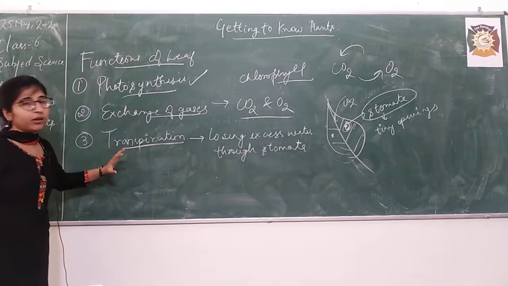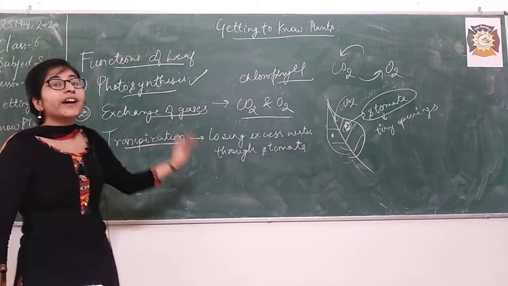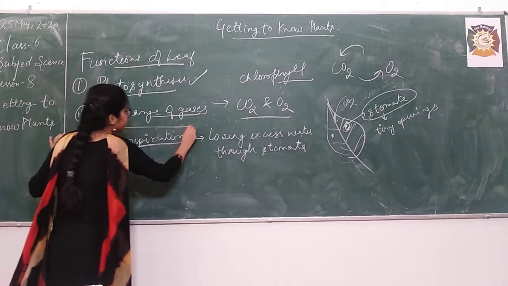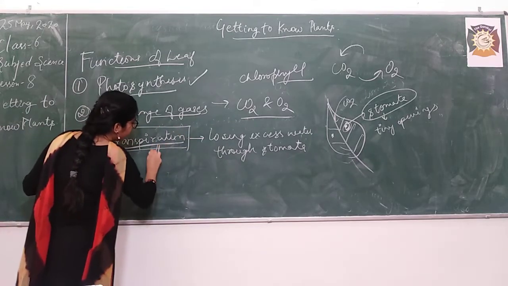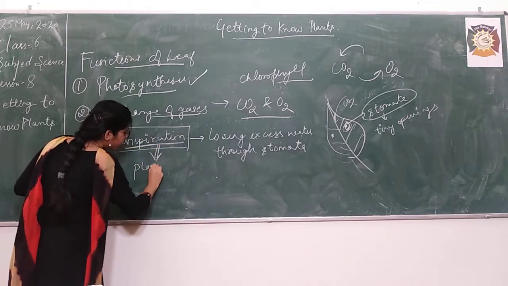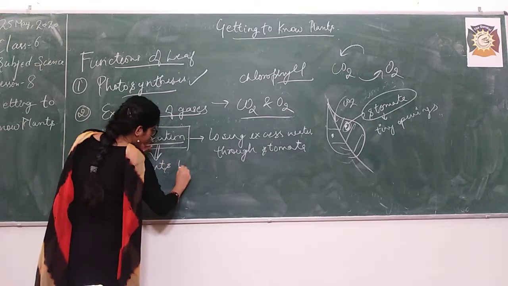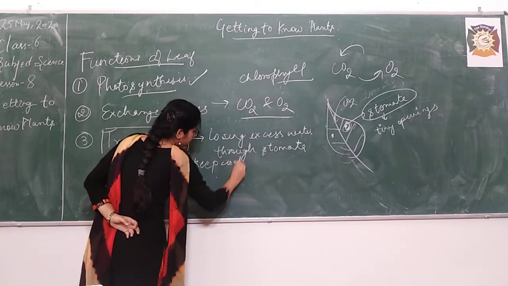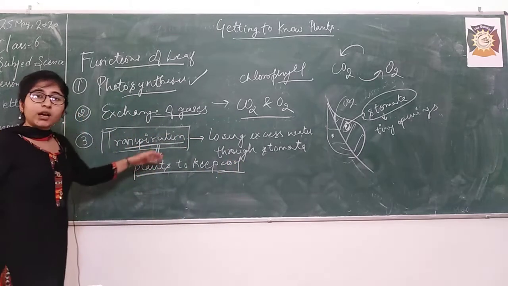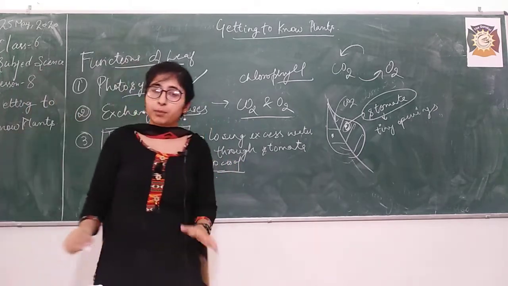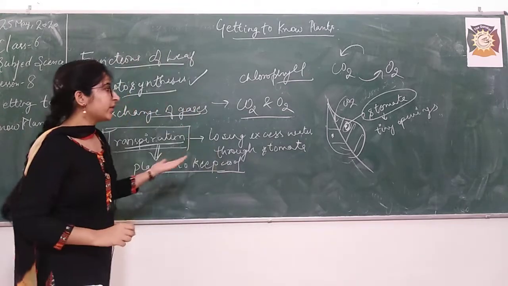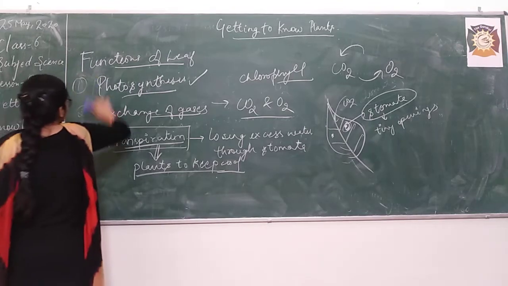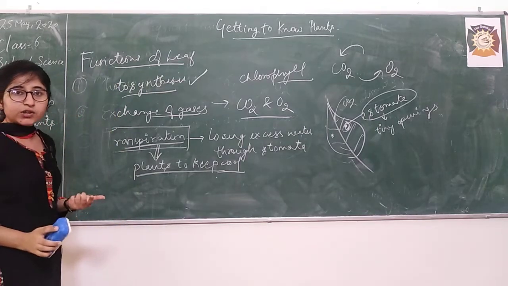Now what is the benefit of this? Why is transpiration happening? This transpiration helps the plant to keep cool. They remain cool due to this transpiration process which is happening through stomata present in the leaves. So we are done with the functions. What are the three functions of a leaf?